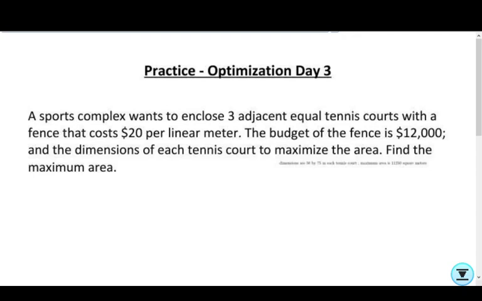Okay, we're going to be using cost as well. So instead of just using volume and area or surface area or something like that, we're actually going to be creating our own equation. So here we go.